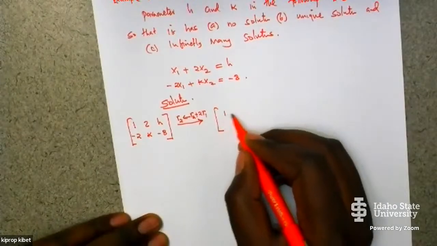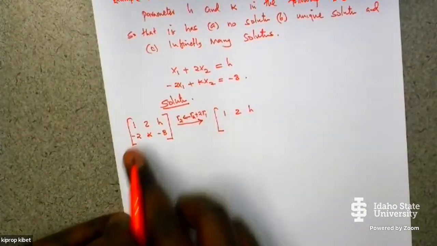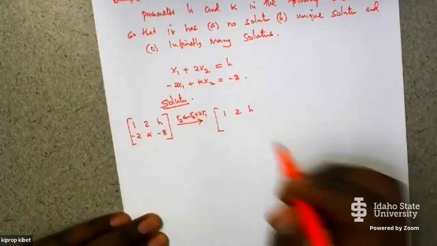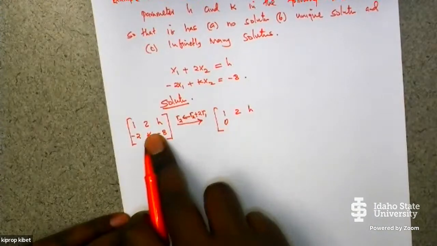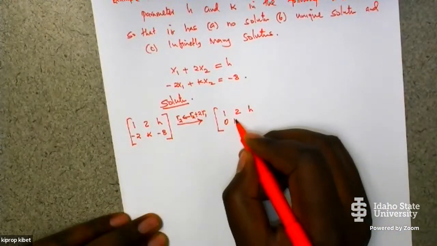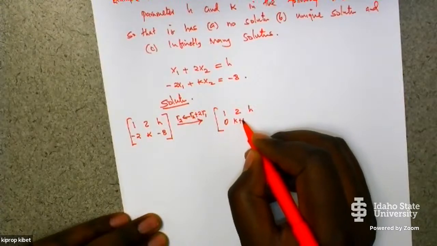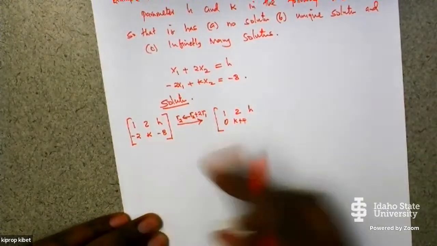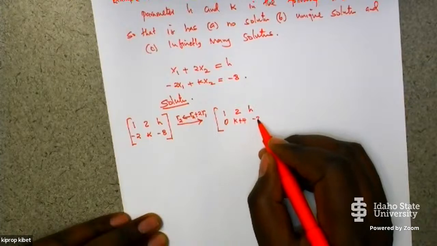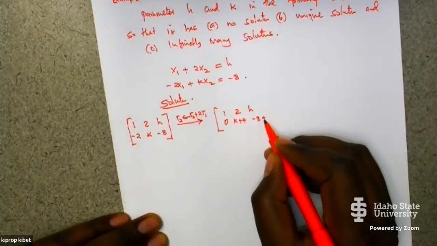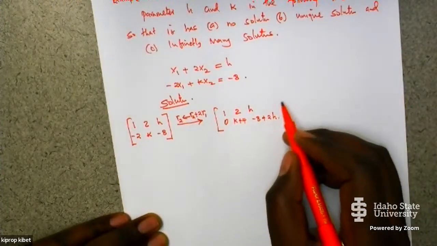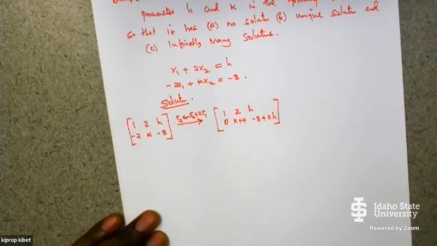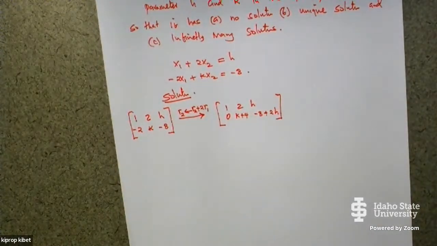So what do we get? We get 1, 2, and h. This plus that is 0. Then k plus 4. And then we have minus 8 plus 2h.